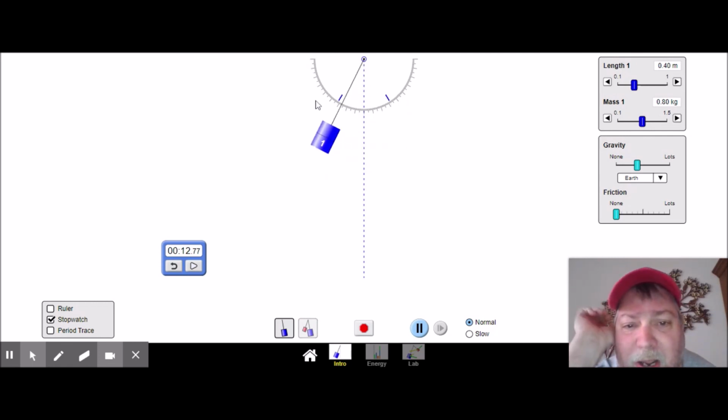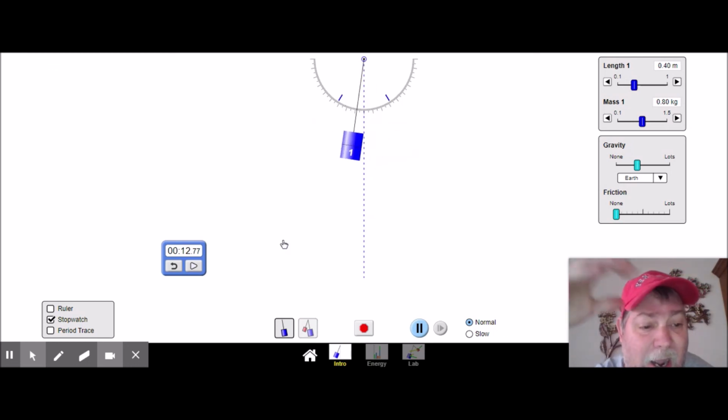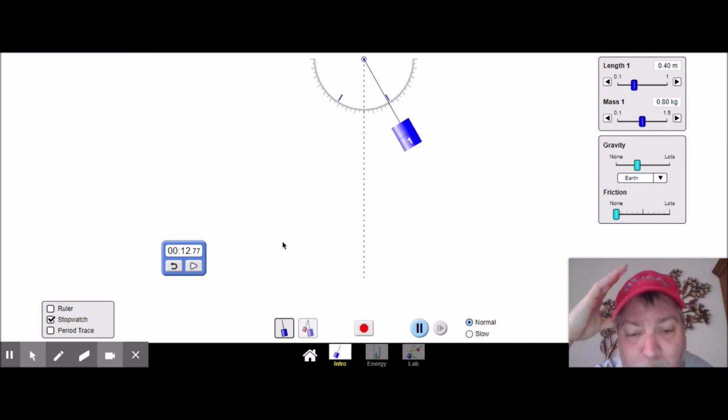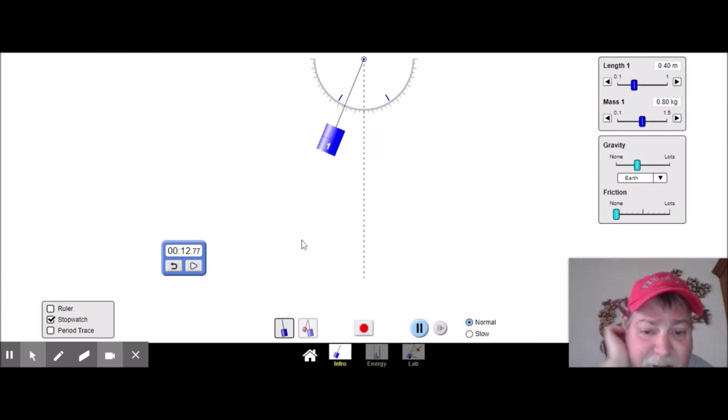But that's what we want to do. We want to count up to 10 swings. And so then this is 12.77 seconds, so our period would be 1.277. That's why I use 10. We could use 5, we could use 9, but it's just easy to divide by 10 in our head. Okay, so that's what you're going to do. You're going to do multiple trials, fill out the data table, answer a couple questions, and send it to me. Or submit it, I guess, on Classroom. All right, let me know if you have any questions.